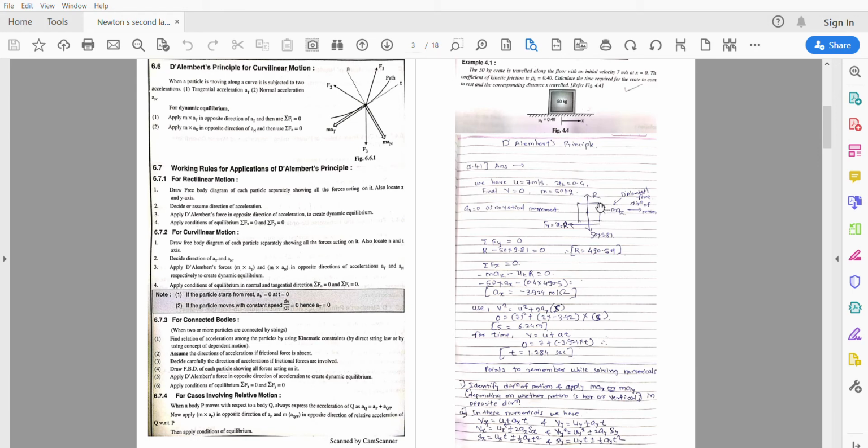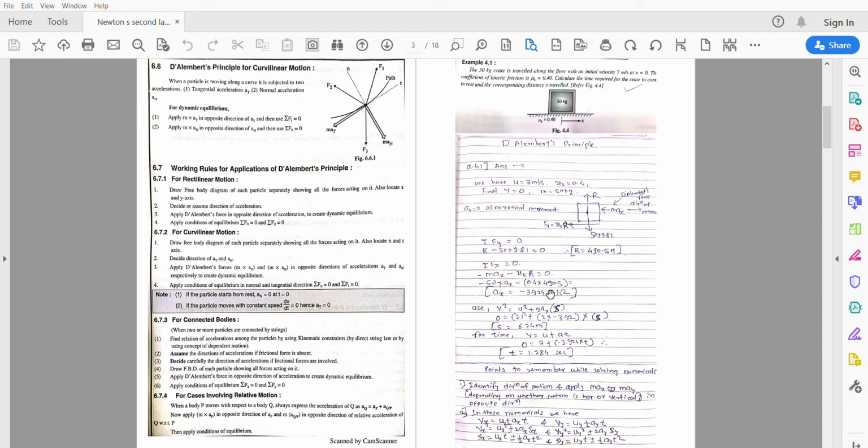So this is the free body diagram, this is the normal reaction, this is the weight acting in downward direction. Now we are assuming that motion is in this direction, rightward direction, so friction force will be acting in leftward direction. Now as motion is in rightward direction, we are assuming the D'Alembert's force in exactly opposite direction of the motion, and then apply the equilibrium conditions. So Fy equal to 0 gives us R minus this value, and we get the value of R. Then summation of Fx equal to 0 gives us frictional force minus max, and that's how we get the value of ax equal to minus 3.9.